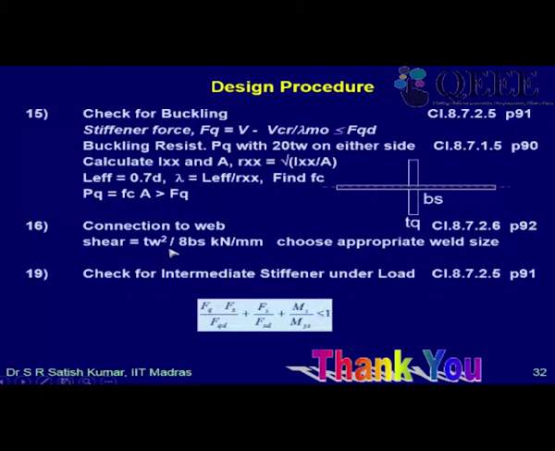And then the shear connection to the web of the stiffener, you will have to do welding here and here. So the code gives you a formula. It says tw square by 8 bs is the welding that you need to do on the side of this. This is a dimensional equation. So if you just substitute tw in mm and bs in mm, you are going to get the shear in kN per mm. Okay. So that 8 has some dimensions. It is not a dimensionless number. It's just not a number. So based on that, we'll have to do the welding.